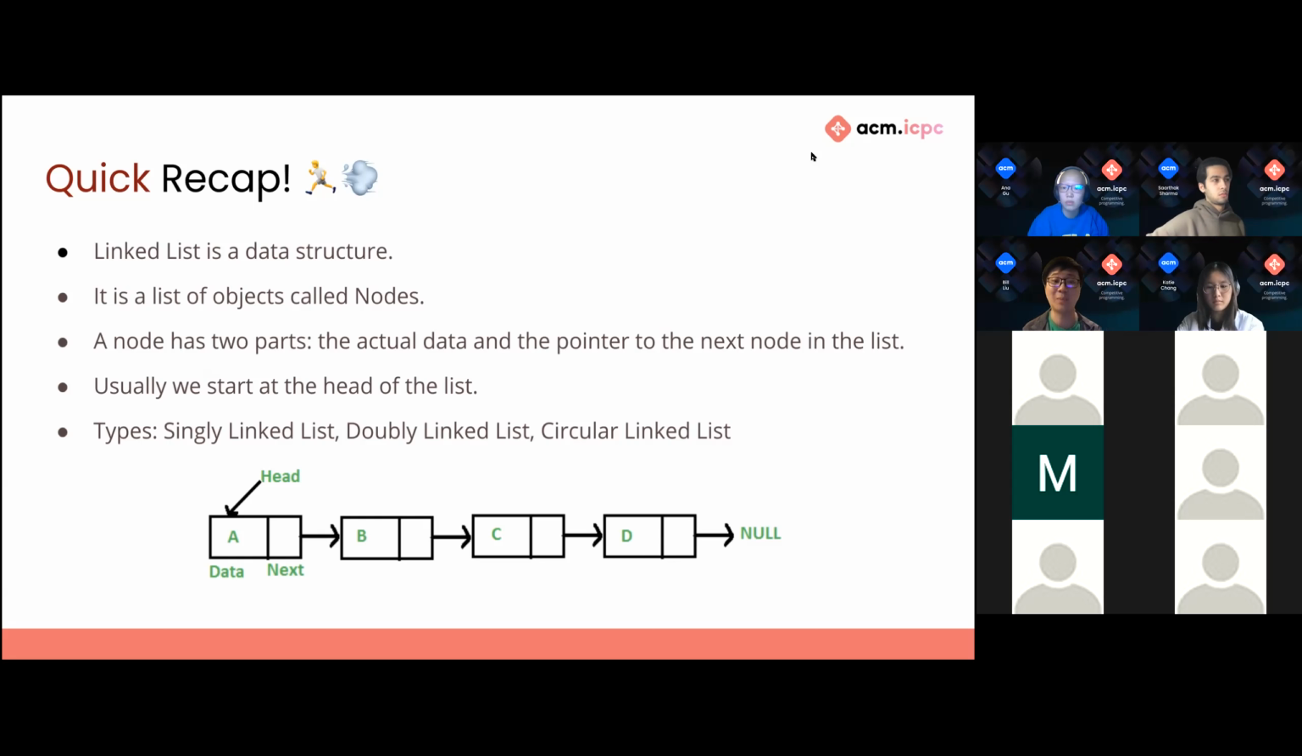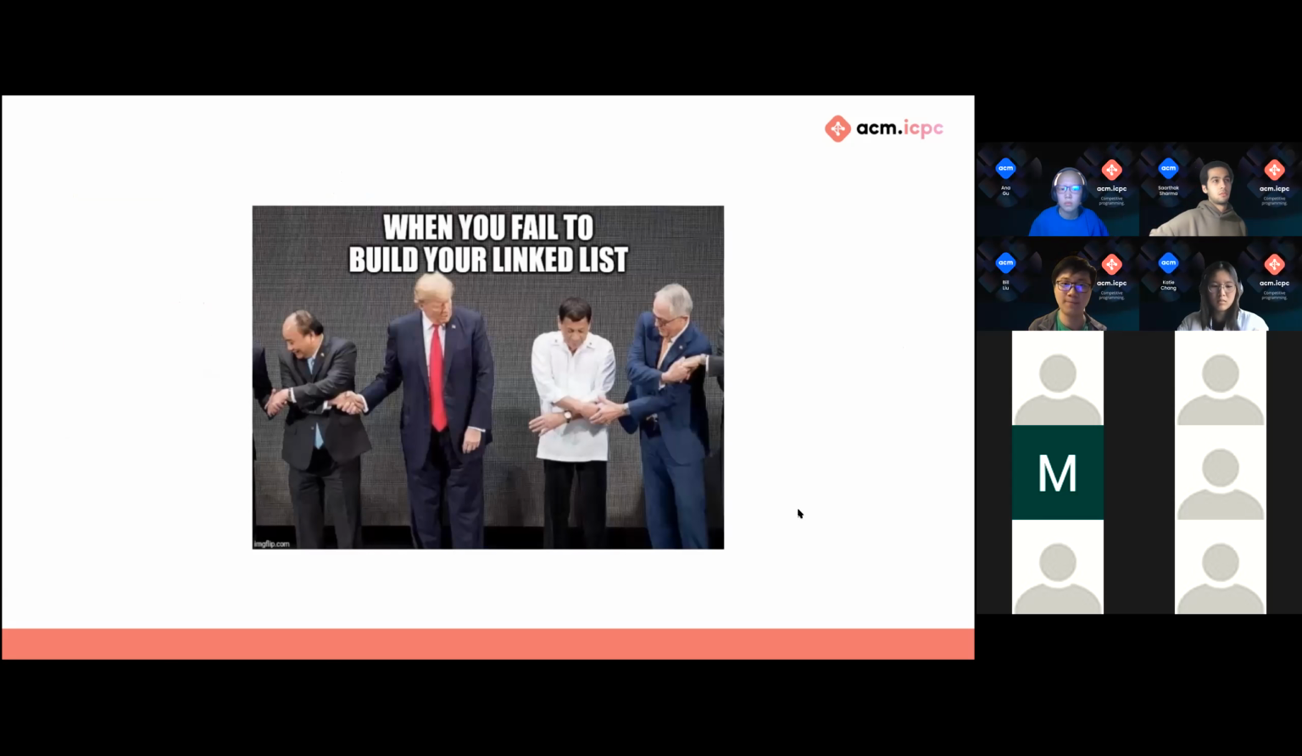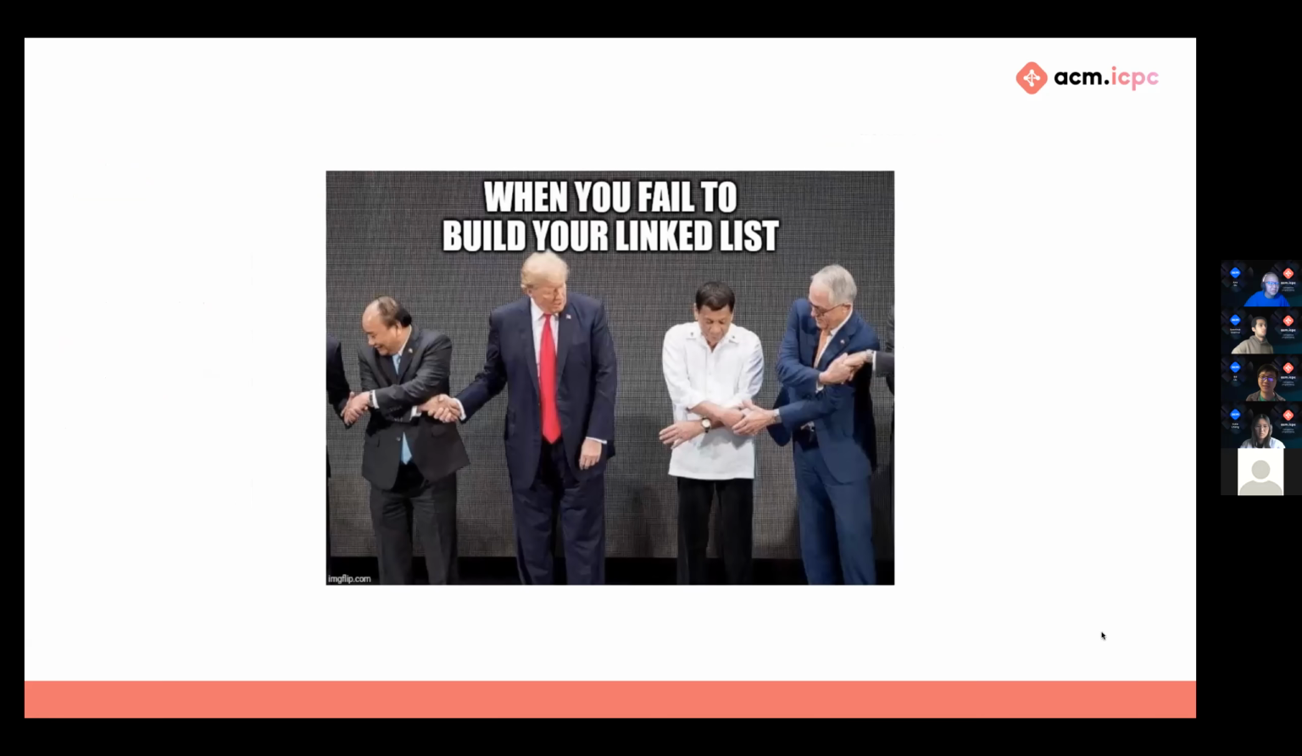There's often a couple of different types of linked lists. You can have singly linked lists, doubly linked lists, and circularly linked lists. I'll talk a lot more about this later, but that's just a quick recap to jog your memory. Again, quick meme: when you fail to build your linked list, this is what happens. Broken linked list, very sad.